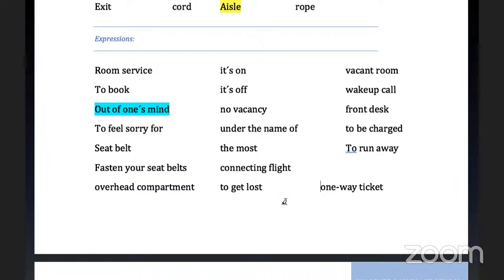Seat belt, I think it's the pronounce. Seat belt, okay. Cinturón de seguridad, digamos en un carro. Seatbelt. Fasten your seatbelts. Abróchense sus cinturones. Overhead compartment, compartimiento superior, hablando de lo que sería en un avión, en un bus o algo así. Donde ponemos los bultos o las maletas arriba donde nos sentamos, overhead compartment.